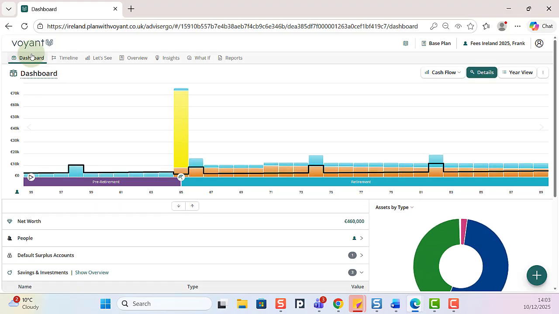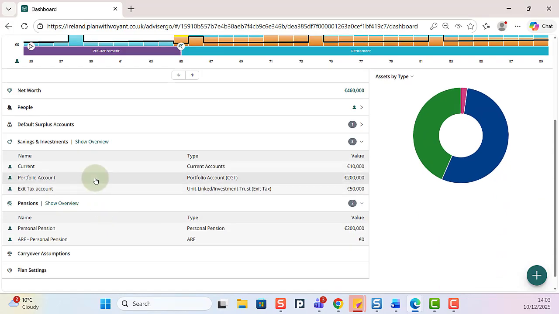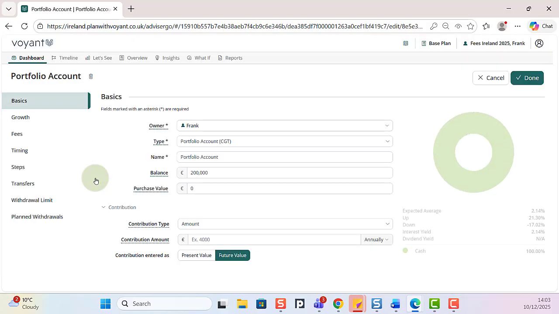Now let's have a look at the portfolio investment. So the portfolio account, which withdrawals are subject potentially to CGT.